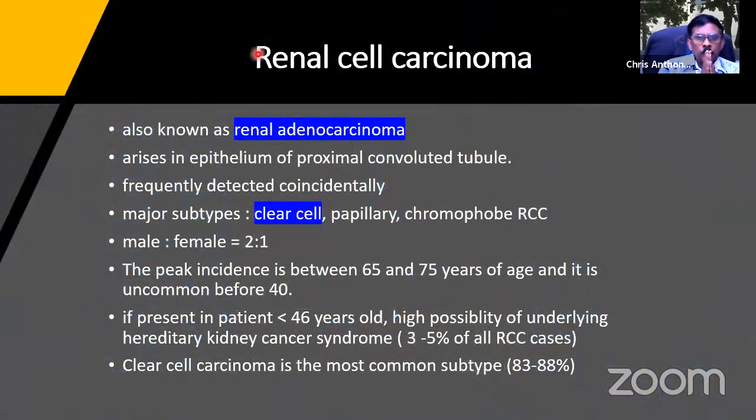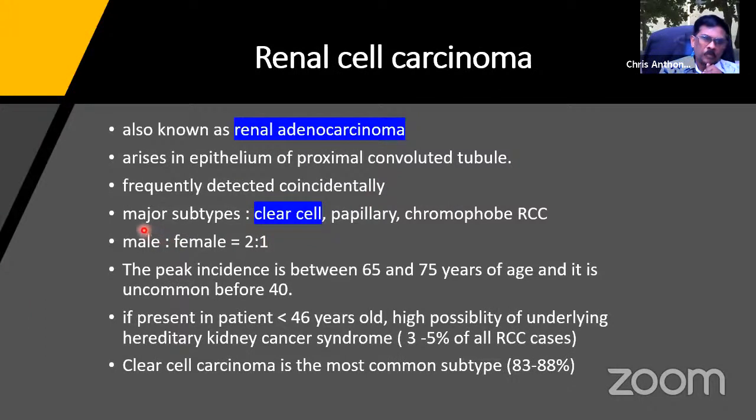Topic proper: renal cell carcinoma. Renal cell carcinoma, or RCC in short, is also known as renal adenocarcinoma. It arises in the epithelium of the proximal convoluted tubule of the kidneys and is frequently detected coincidentally during some routine physical examination.